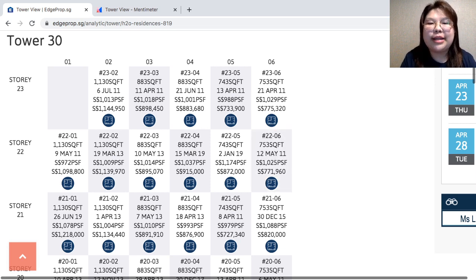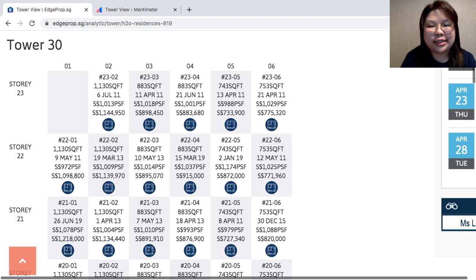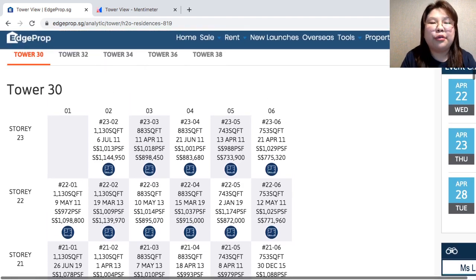What about HDB? No, I'm sorry, we do not have HDB floor plans. We do not have landed as well, as well as commercial and industrial. So only for apartment condo.